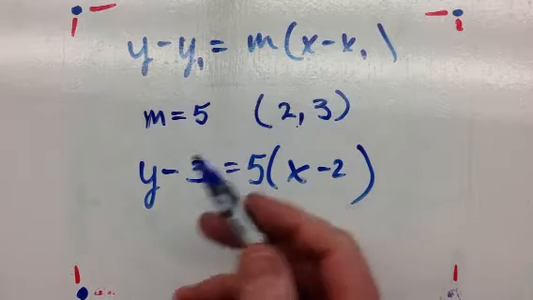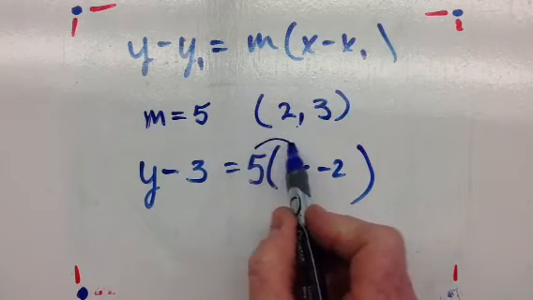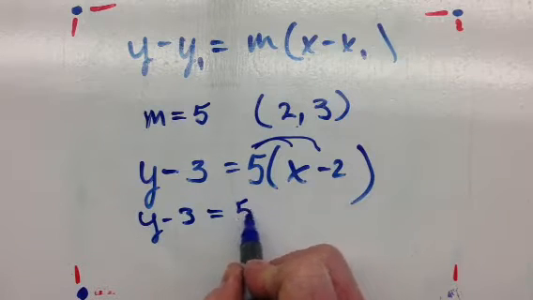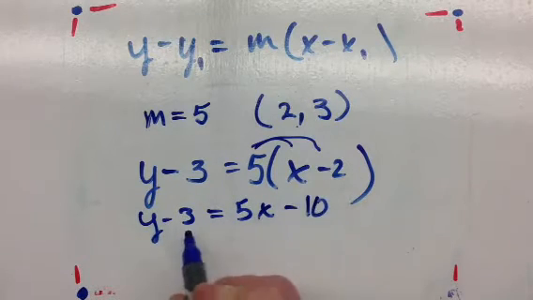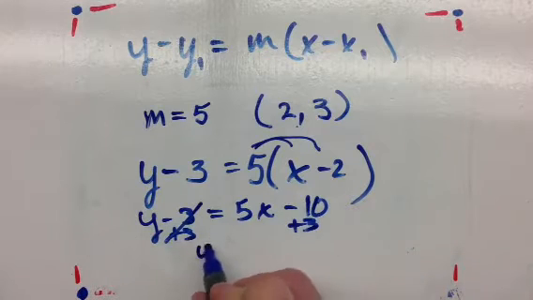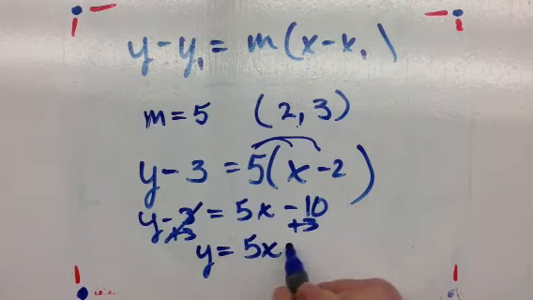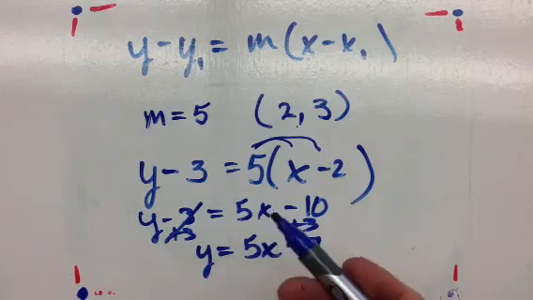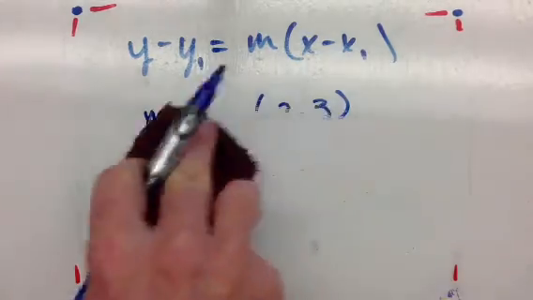Now, of course, if you wanted it in a different form, which they often do, you can then just use your distributive property. y minus 3 equals 5x minus 10, and we can plus the 3 over, and we would have y equals 5x minus 7. Now it's in slope-intercept form. We can move the 5x over, put it in standard form, whatever method we wanted to do.